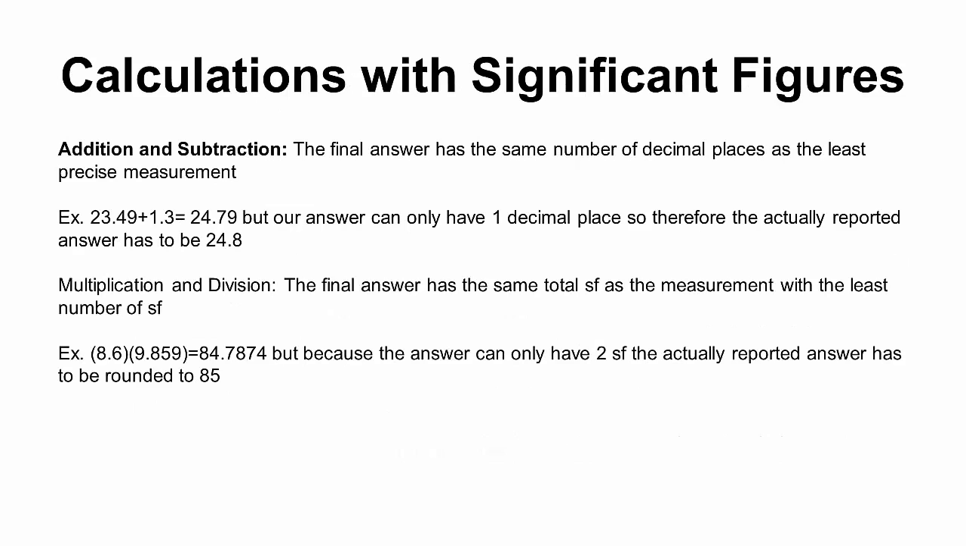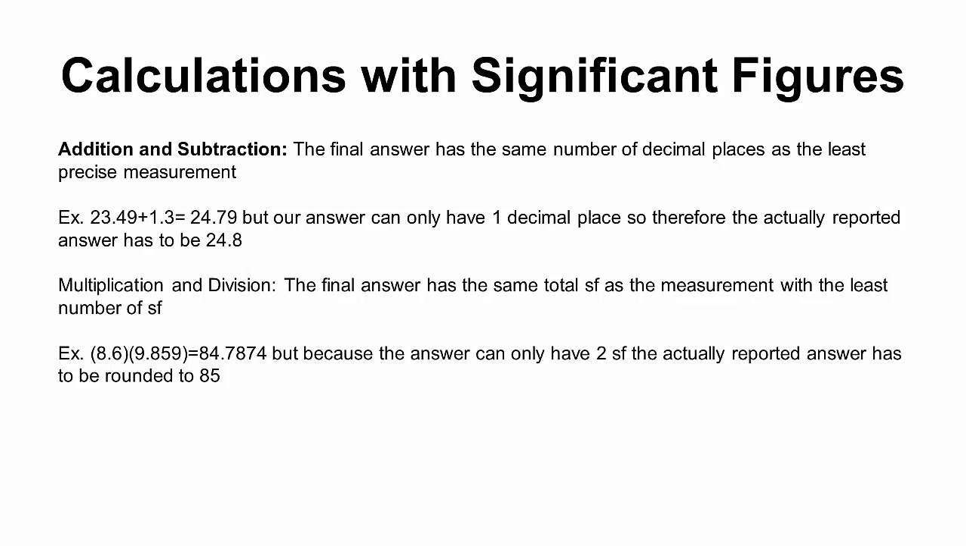Calculations with significant figures. Addition and subtraction. The final answer has the same number of decimal places as the least precise measurement. If you look at the example problem, we have 23.49 plus 1.3. 1.3 is the least precise measurement because it has the fewest decimal places. Therefore, your final answer can only be reported to 1 decimal place. This means you have to round your answer of 24.79 to 24.8.